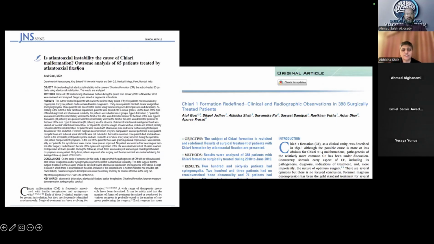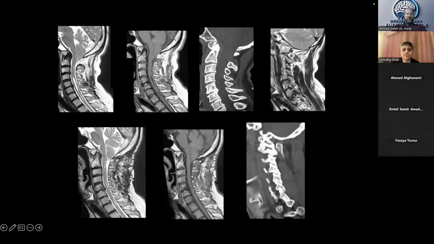Is atlantoaxial instability the cause of Chiari malformation? This was our first series. And later on, some years back, we published our observations in 388 surgically treated patients, where we have not done any foramen magnum decompression. We have just done a C1, C2 fixation.